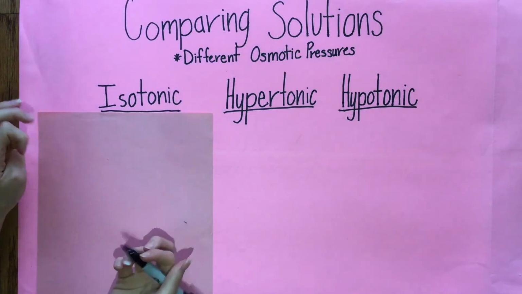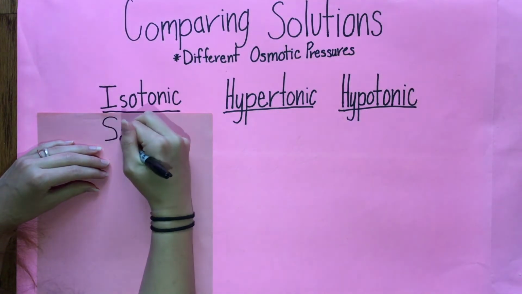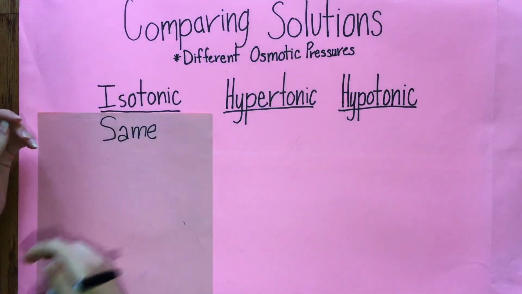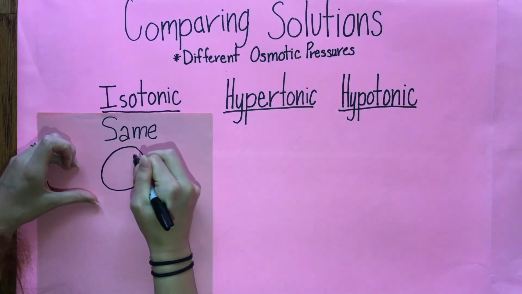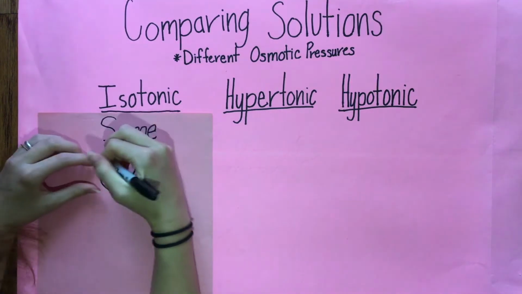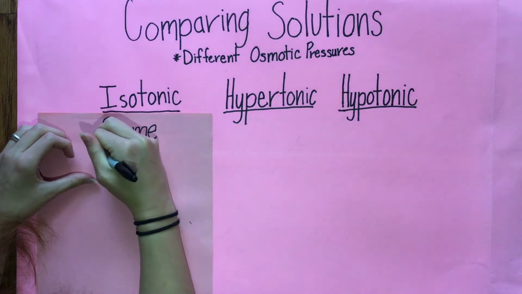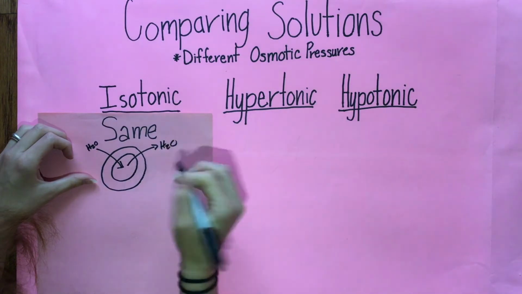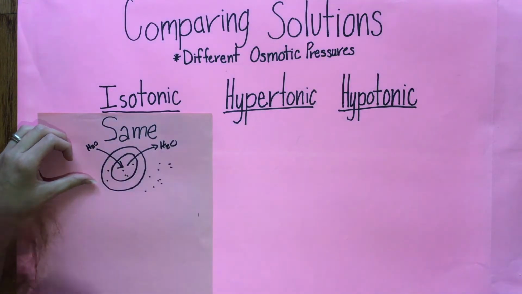In an isotonic solution, both solutions being compared have the same osmotic pressure. So if we have a red blood cell in a solution, that means that the same amount of water is going into the cell as is going out of the cell, because there's the same number of particles in the cell and outside the cell.